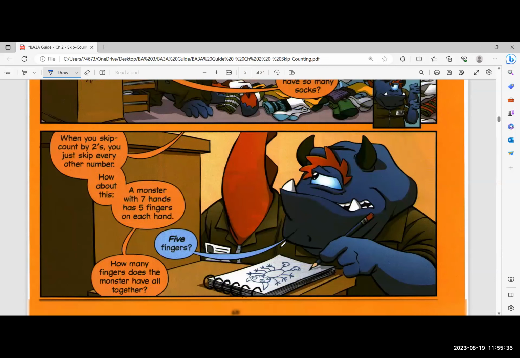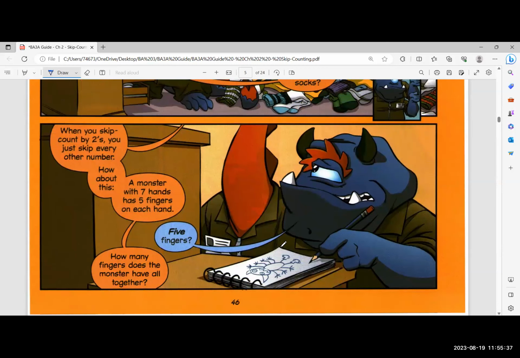How about this? A monster with seven hands and five fingers on each hand. So let's try to count this. Seven hands, five fingers, five fingers. So it means we are adding by the same amount every time. So how many fingers does the monster have altogether? We can use counting, right?